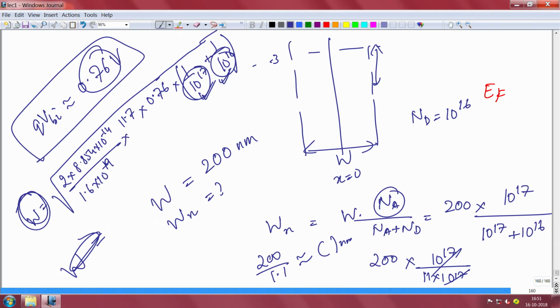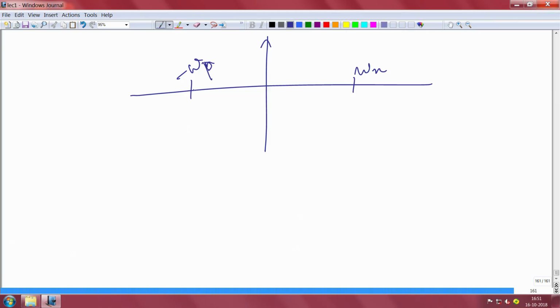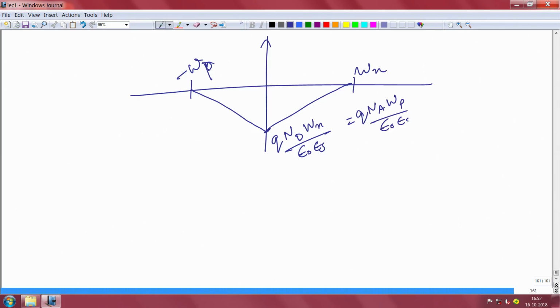So we have now understood the potential on both sides, how the potential is dropping, and how total voltage is related to the depletion width. I told you that the electric field, if you recall, this is Wn, this is minus Wp. The field is maximum here. It goes like that. This maximum field is, remember, q Nd Wn by epsilon naught epsilon s, which is also equal to q Na Wp by epsilon naught epsilon s.